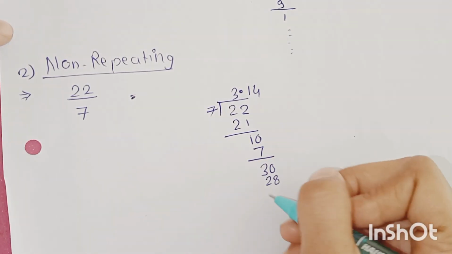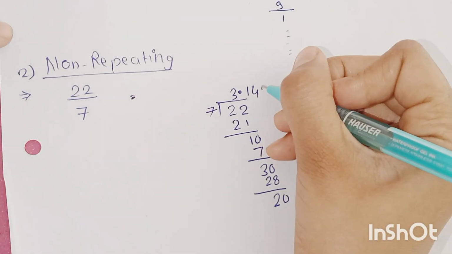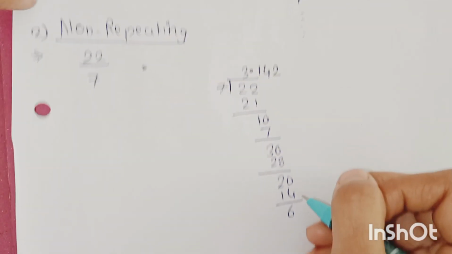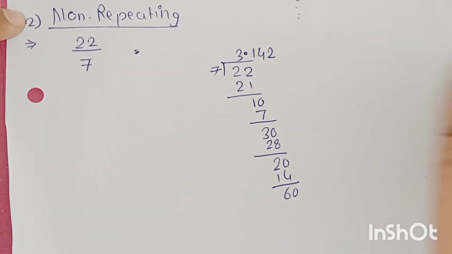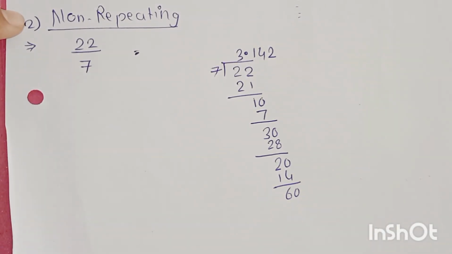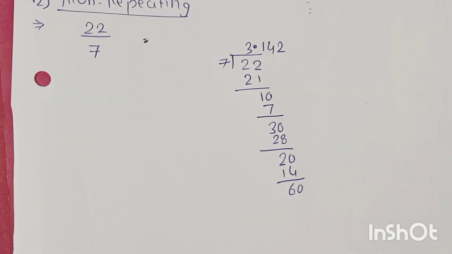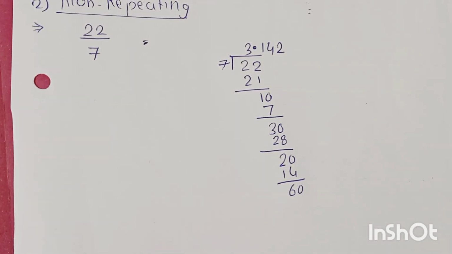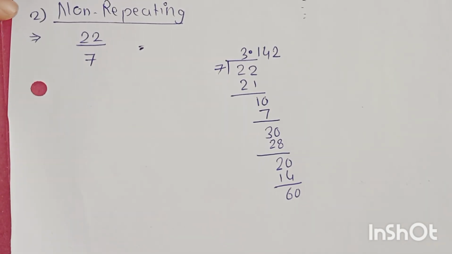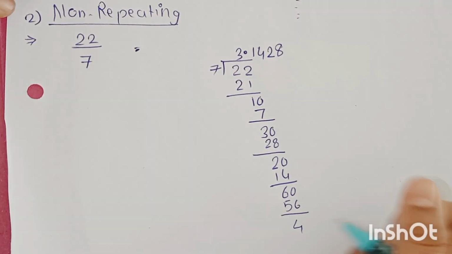22 divided by 7: 7 threes are 21, 1 carry, 10, 7 ones are 7, 3 remainder, 0 comes, 7 fours are 28, and then 2 is the remainder, 20, 7 twos are 14, then 56, 7 eights are 56, and then 4 will come, then 7 fives are 35.